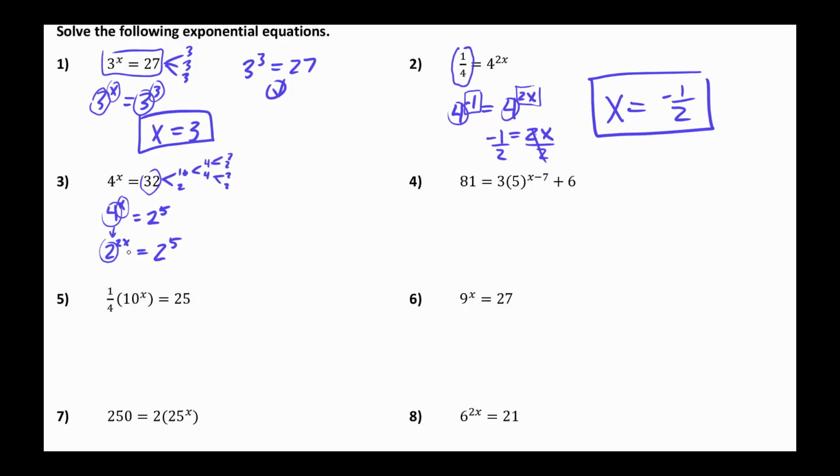Well, the bases are now the same, so I should have the exponents be the same. 2x equals 5. That's what was in the exponents. So dividing by 2, x equals 5 halves. 2.5 if you're a decimal person.